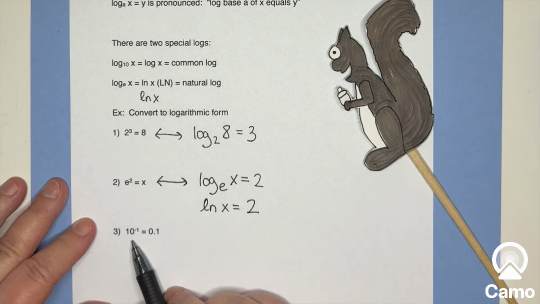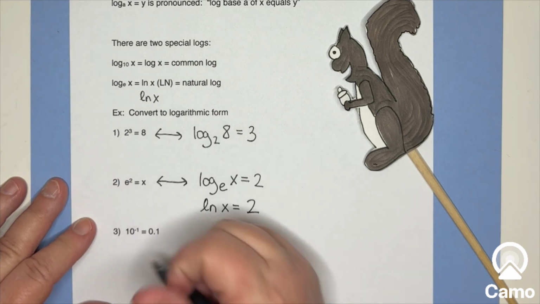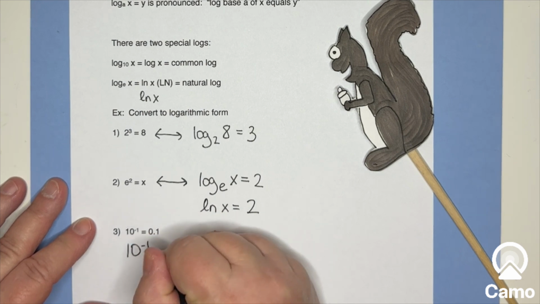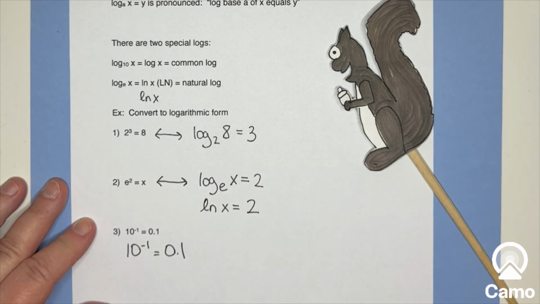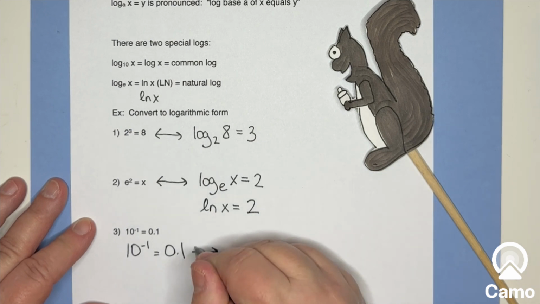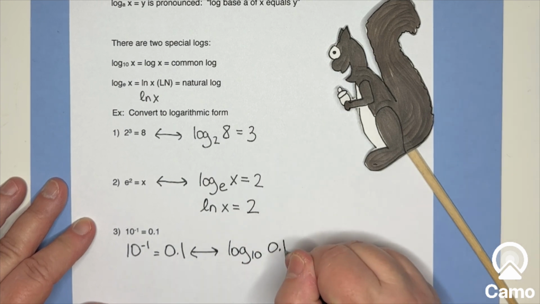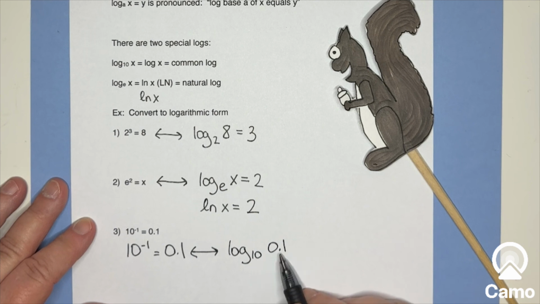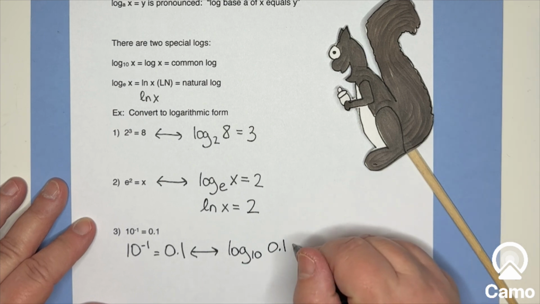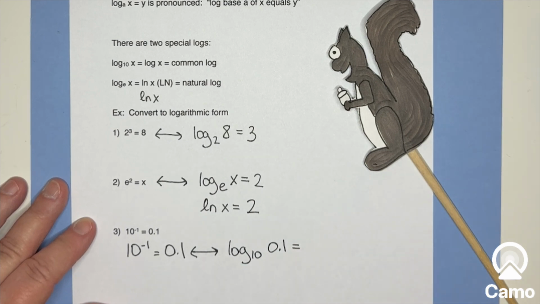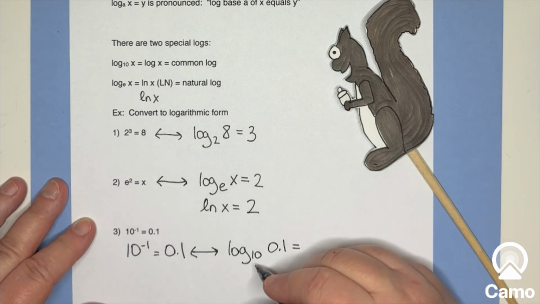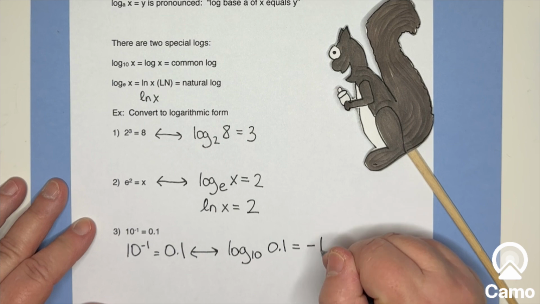Okay, again, I've got an exponential expression. 10 raised to the negative first power is 1/10. And that corresponds to log base 10, go across to the answer of 0.1. So how many tens multiplied together give us 0.1? It's kind of a weird question. The answer is it's actually 1 over 10th. So the log base 10 of 0.1 is -1.